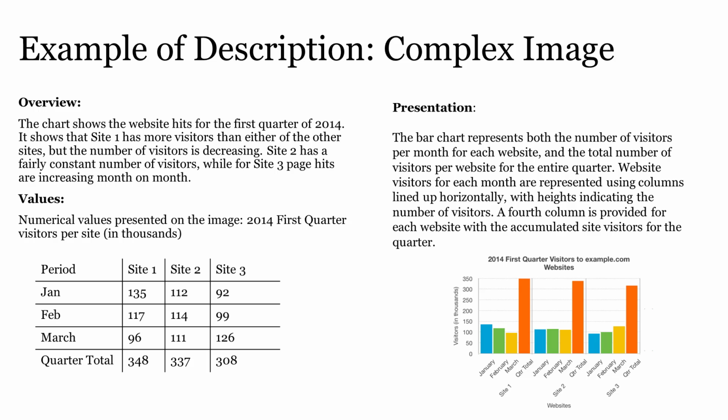Here is an example. The overview summarizes the data provided. The value section provides the audience with the specific numbers for each site and period of time. Please note that the table was created within the PowerPoint app and is not an image itself, making it accessible to screen readers. Finally, the presentation section describes what the graph looks like visually. Typically, this information should be provided as text alongside the image or as a resource linked to the material.